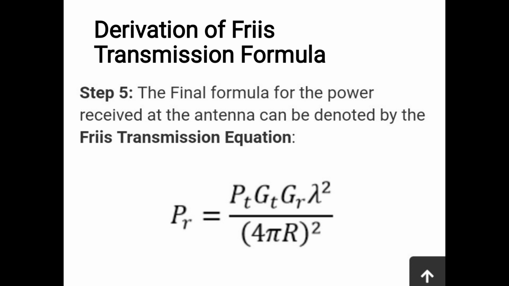The last step, when you substitute this value, the final formula for the power received at the antenna can be denoted by the Friis transmission equation. PR is equal to Pt Gt Gr lambda square by 4 pi r square. Since we considered the omnidirectional antenna, here you will get the value in terms of 4 pi r square.